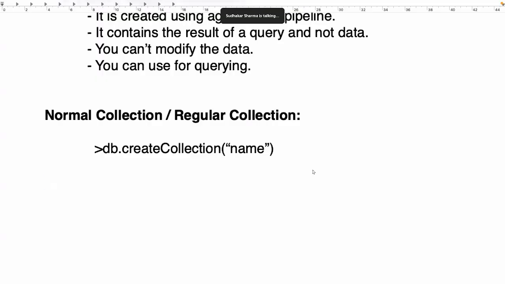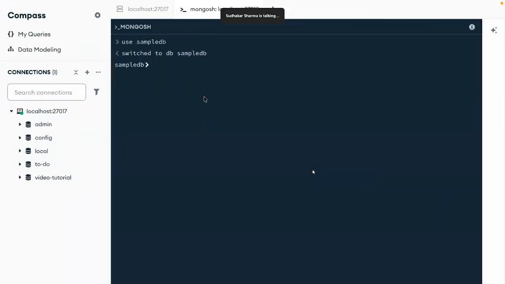By default, every collection is a normal collection. And to create a normal collection, we just have to use the command createCollection. For example, db.createCollection and the collection name. Suppose in sample db I give the name customers, and enter. The customers collection is created.